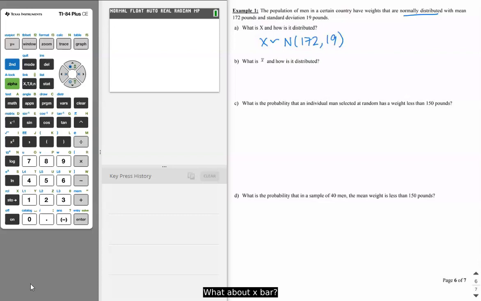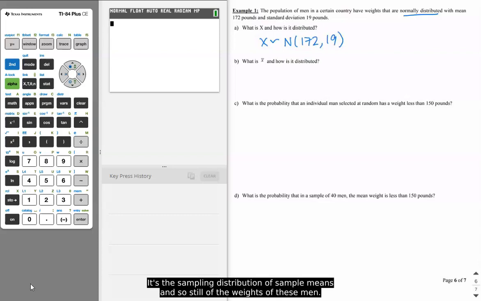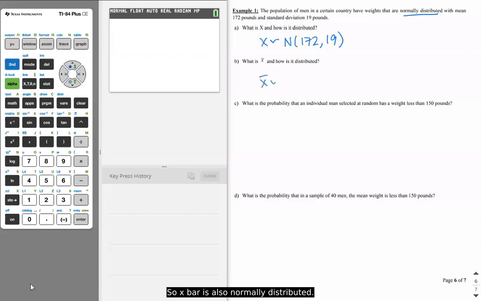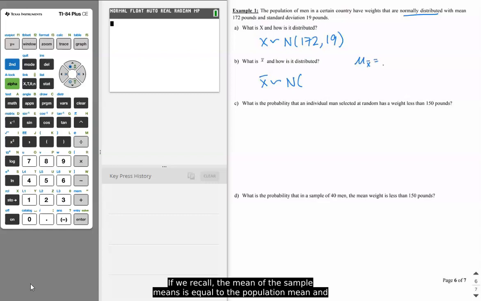So what about X bar? It's the sampling distribution of sample means, still of the weights of these men. Now, the central limit theorem states that if the initial population was normally distributed, then X bar will also be normally distributed. And if we recall, the mean of the sample means is equal to the population mean, and the standard error is equal to the population standard deviation divided by the square root of n.